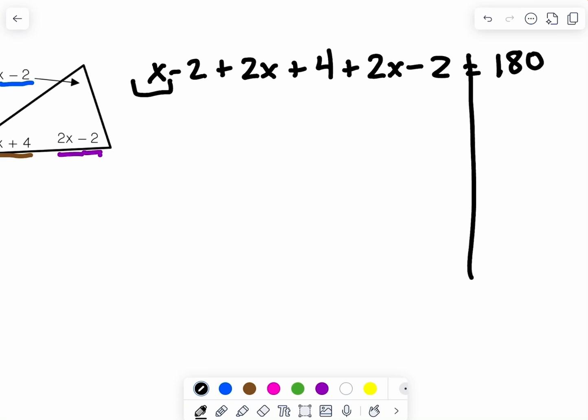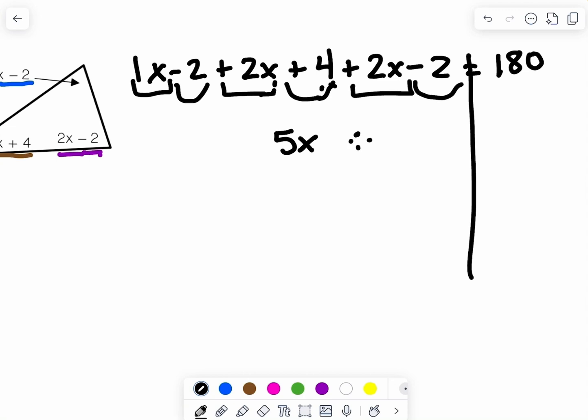Positive x plus 2x plus 2x. So this is 1x. 1 plus 2 plus 2 gives me 5x. Negative 2 plus 4 minus 2 should give me 0, but I'm just going to check in my calculator because we always do that. Yep, gives me 0. So I'm going to put plus 0, but do I really have to? Nope. Maybe I won't do plus 0. Equals 180. And then that's just the same as 5x equals 180.